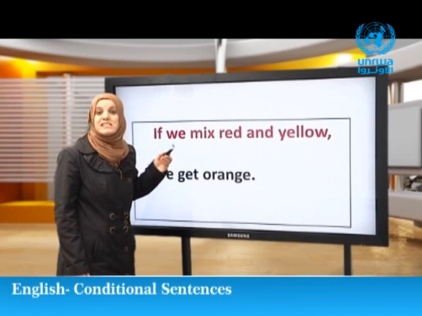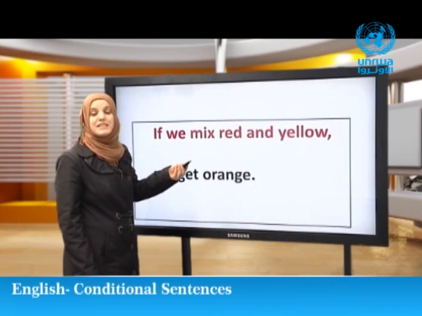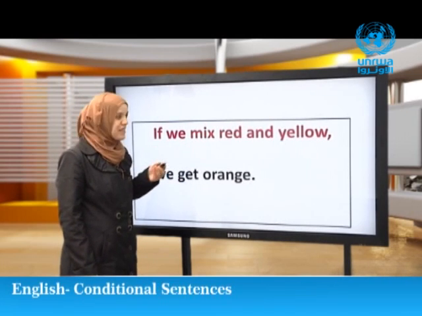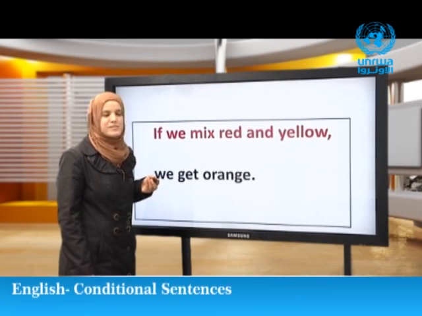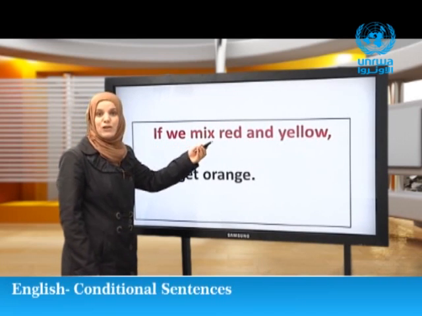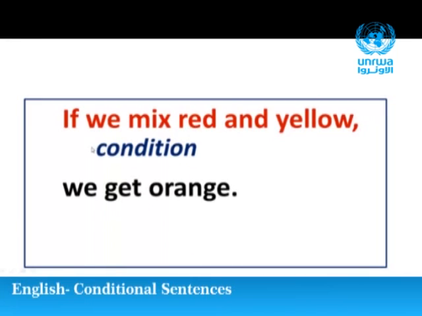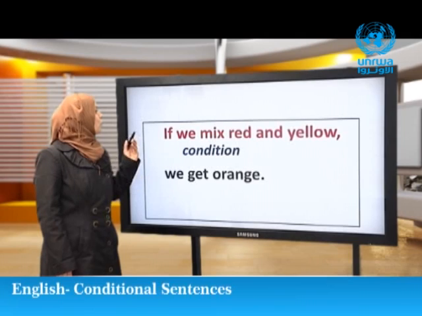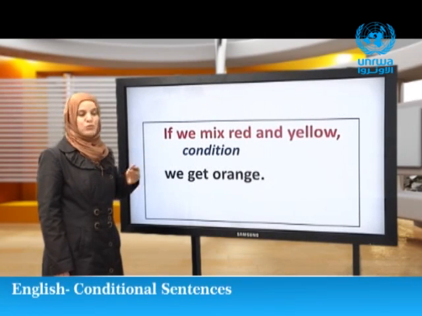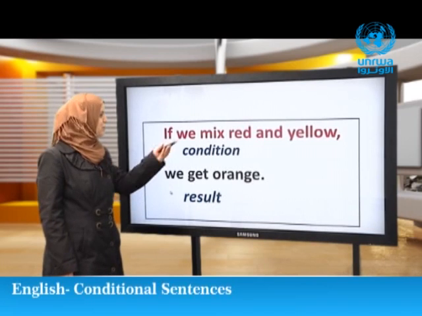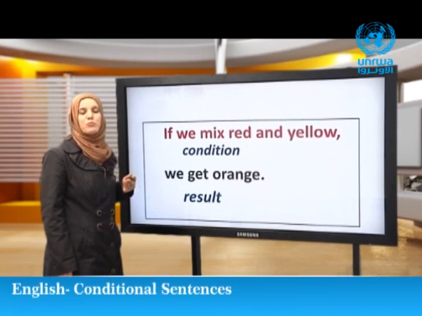Now let's look at this conditional sentence more closely. If we mix red and yellow, we get orange. As you see, the sentence has two parts. If we mix red and yellow, this is the first part and we call it the condition, the part that has if. What happens if we mix red and yellow? We get orange. This is the result. جملة الشرط، جواب الشرط.